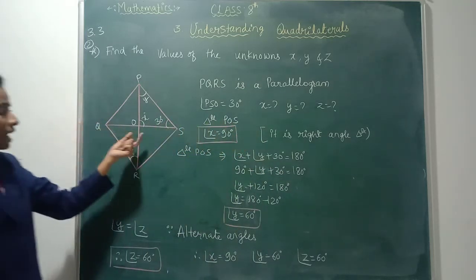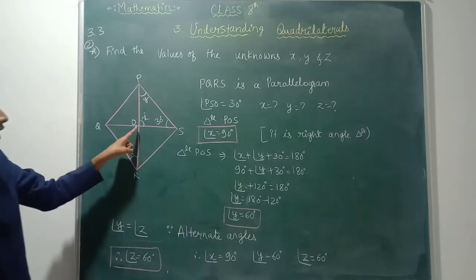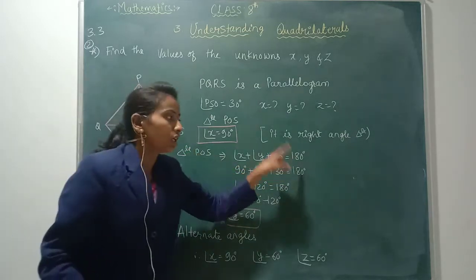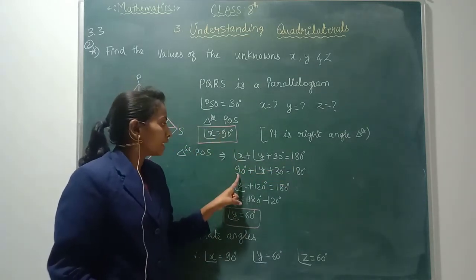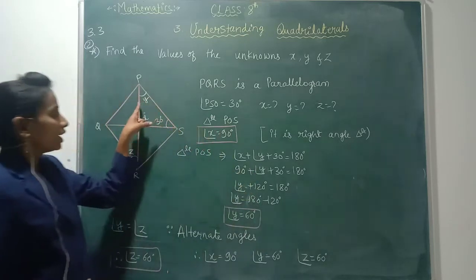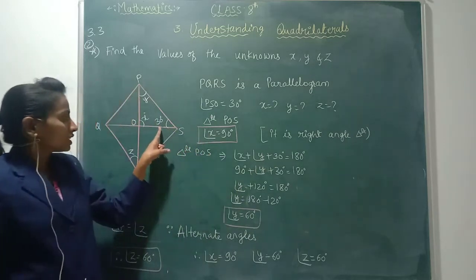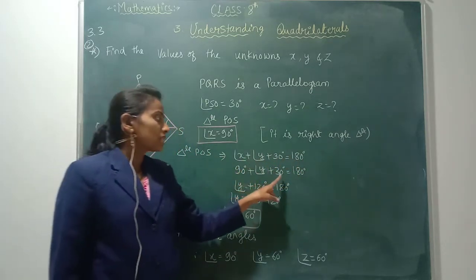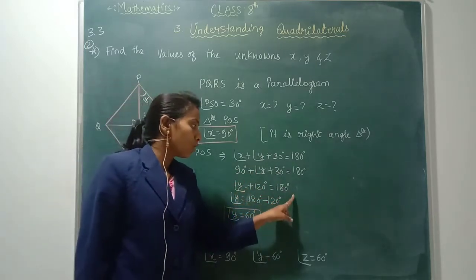Means in a triangle the sum of three angles will be 180 degrees. So angle X plus angle Y and angle 30 is equal to 180 degrees. Already we found that X equals 90 degrees, plus Y we are keeping as it is, plus 30. So this sum is equal to 180 degrees. So 90 plus 30 becomes 120. Y keep as it is, equal to 180 degrees.